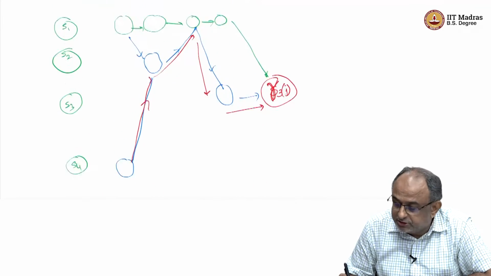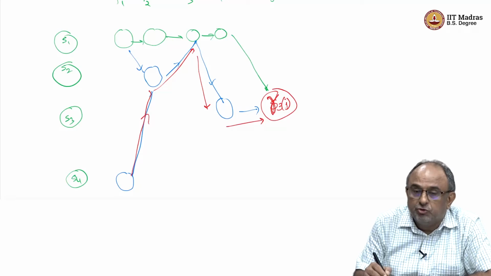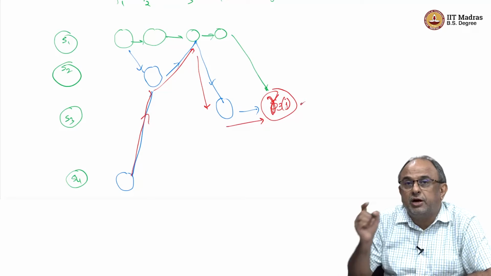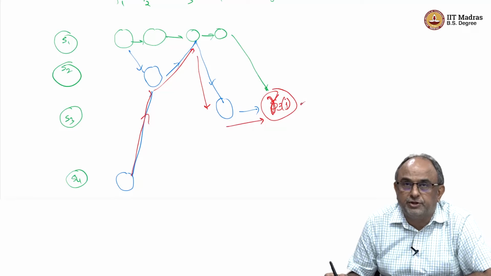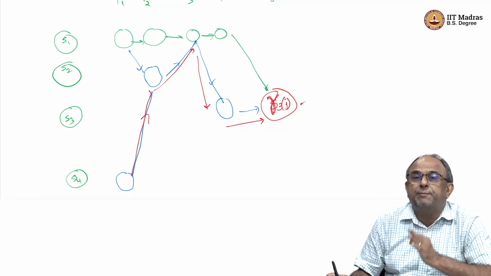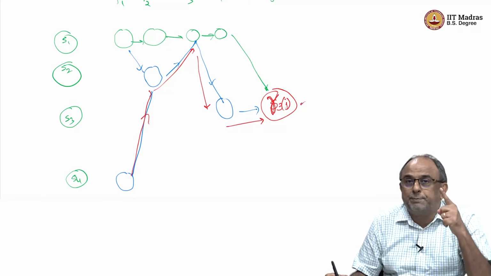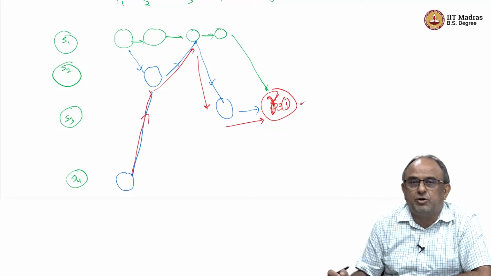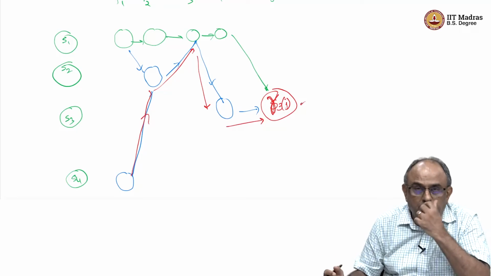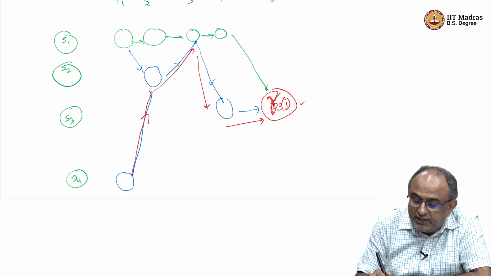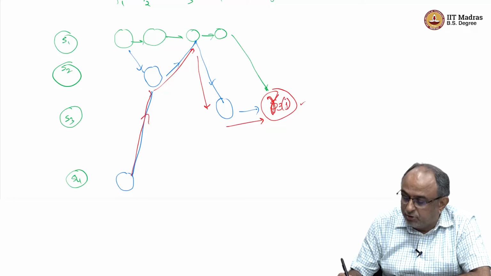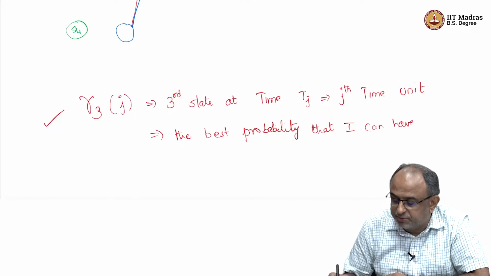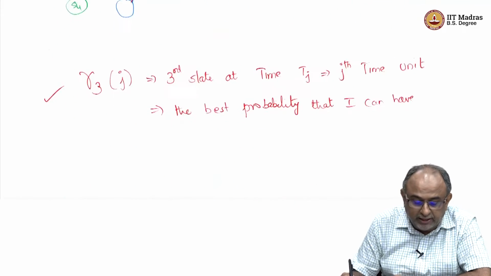And how do I find the probability? Each path will give me one probability to come here. So, I compute the probability for each one of them and find the one that gives me the maximum probability. We are assuming that all paths have slightly different probabilities, and one best path is what we are looking for. That best path will give me the highest probability of being in the third state at the jth instant. So, let us say I have solved this problem. If I have solved this problem, the idea of Viterbi comes down.